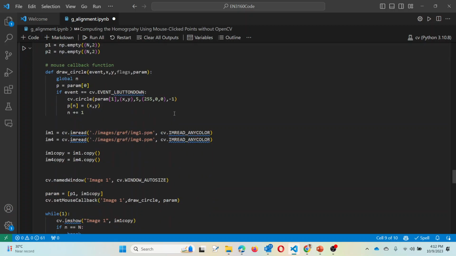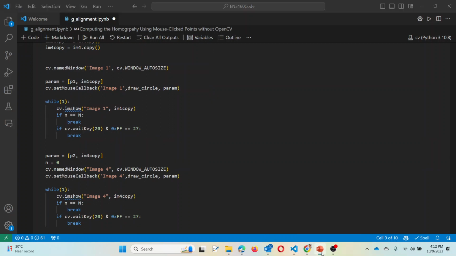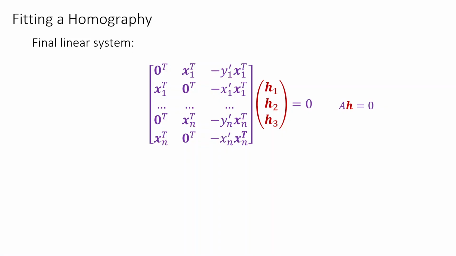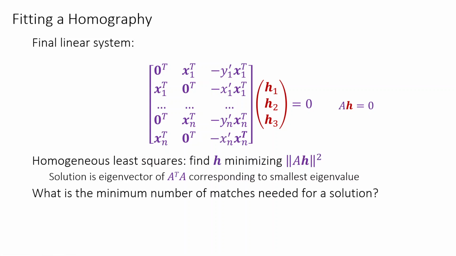That means finding the homography without using the mouse click points. So there, what we saw on the slide was this expression. So we had 0 x1 transpose and minus y1 prime times x1 transpose, and like that we have to gather the rows of matrix A, and then we have to get A transpose A and get the SVD and the eigenvector corresponding to the smallest eigenvalue.